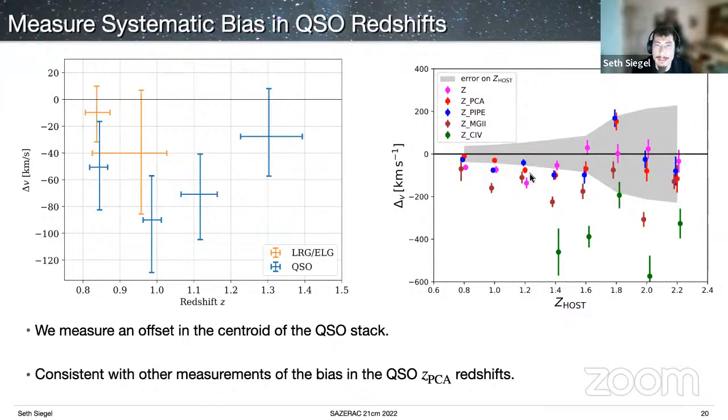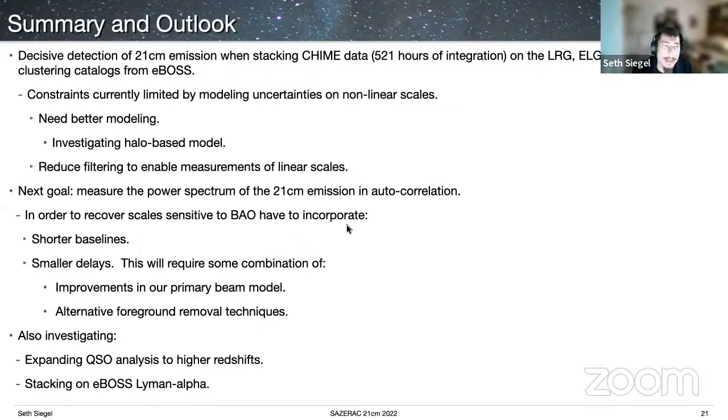So here I'm showing work from eBOSS. It's comparing their quasar redshifts to measurements from the host galaxy stellar absorption lines from the host galaxy for a small subset of quasars. Compare the pink markers here to what we measure, and they're in general in good agreement. And I think I'm a bit over time, so maybe I'll just leave this summary and outlook slide up and take questions.